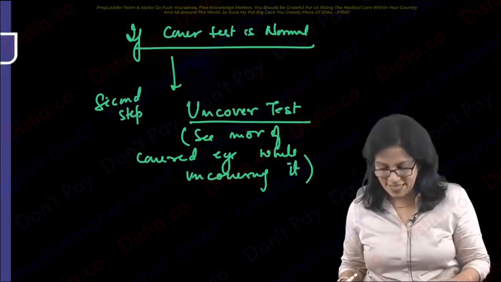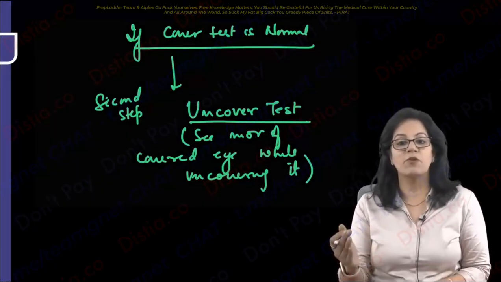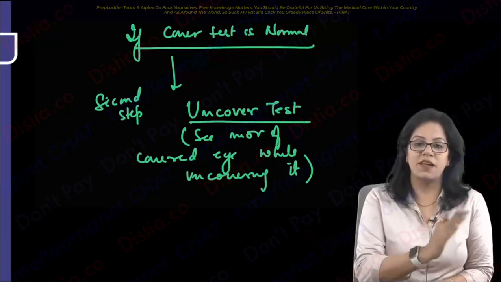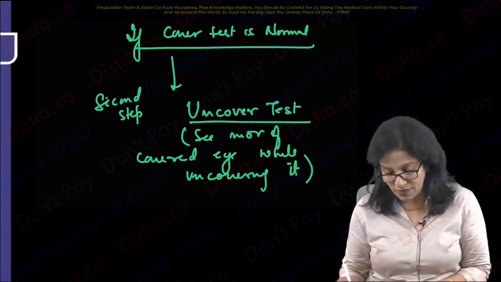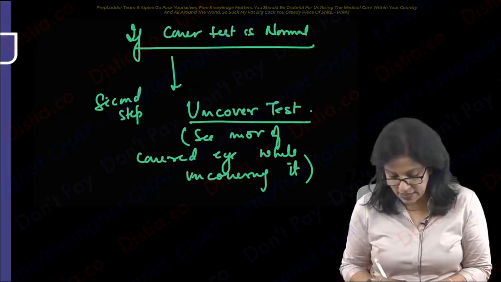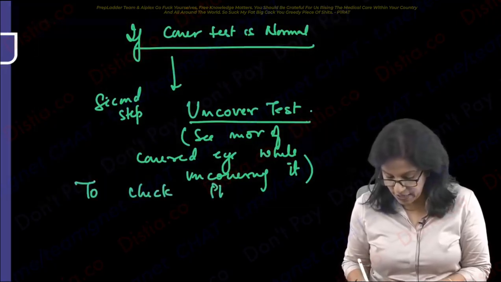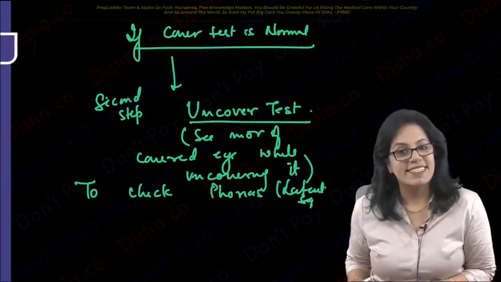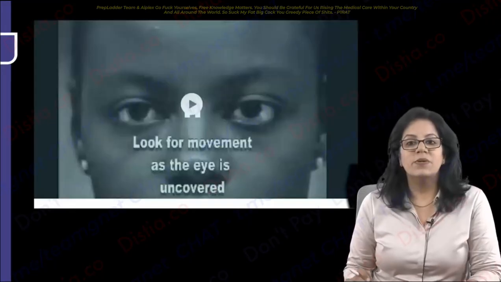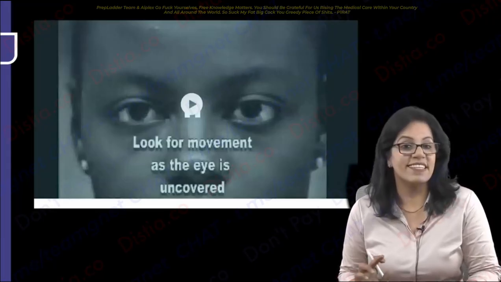What is the uncover test? Let us see. And this second point also, of course, it will be the same rule. If there is an inward movement, it was out. Outward movement, it was in. So again, the thing is the same. The only thing you have to remember is that the uncover test is to check phorias. Please note down, to check phorias, that is your latent squint. Phorias, that is latent squint.